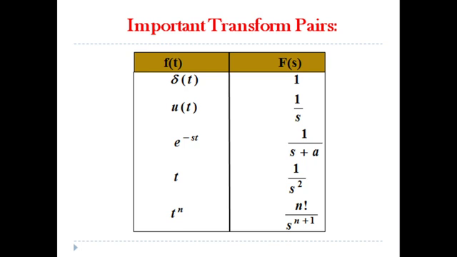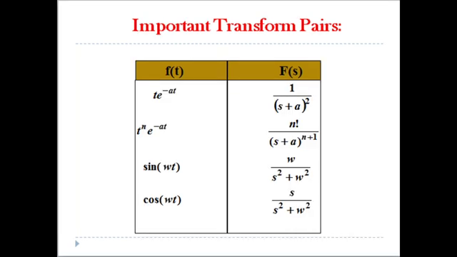So some of the important transform pairs are delta of t is equal to 1, u of t is equal to 1 by s, e raised to minus at is equal to 1 by s plus a, t is equal to 1 by s square, t raised to n is equal to n factorial by s raised to n plus 1, t e raised to minus at is equal to 1 by (s plus a) square, t raised to n e raised to minus at is equal to n factorial by (s plus a) raised to n plus 1, sin omega t is equal to omega upon s square plus omega square, cos omega t is equal to s by s square plus omega square.